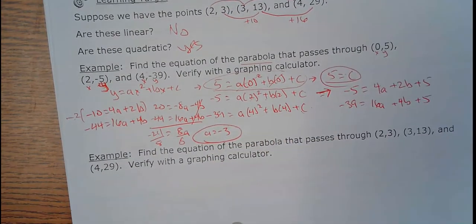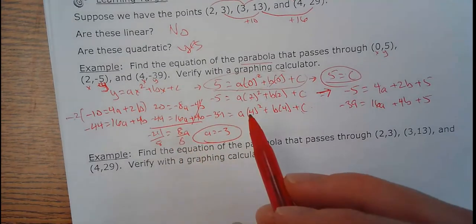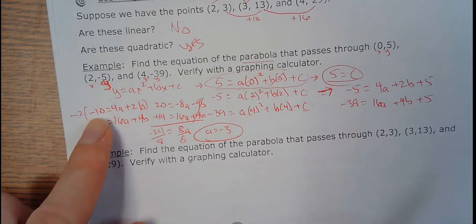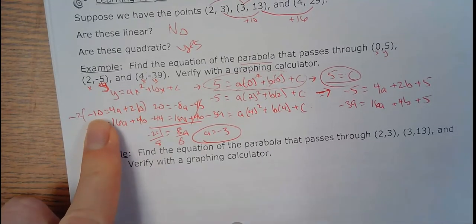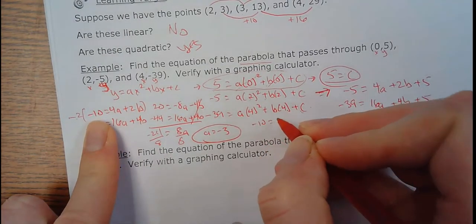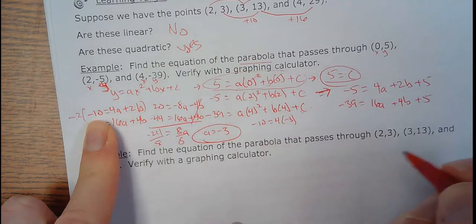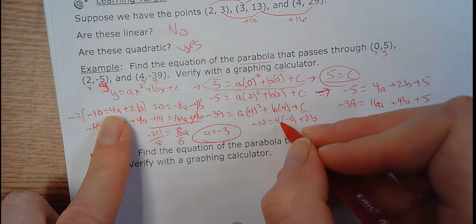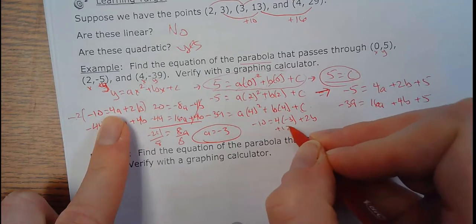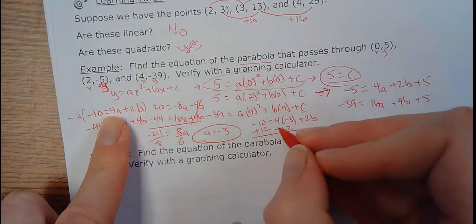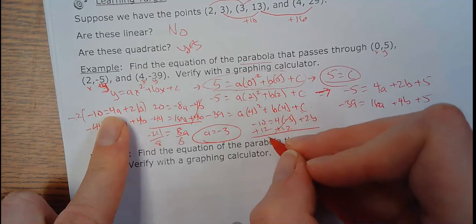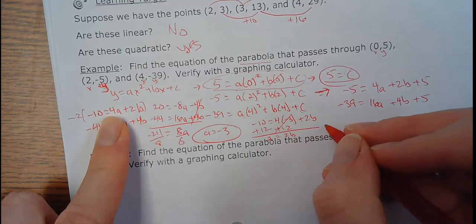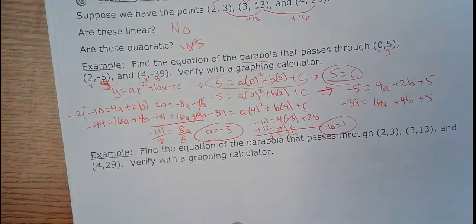So I got c and I got a. Now I just need to find out what b is. Doesn't really matter. Let's look at this first equation. I'm going to have negative 10 equals 4 times negative 3 plus 2b. So this would be a negative 12. So I'm going to add 12 to both sides. So those wipe out. I got 2 equals 2b. It looks like b equals 1.